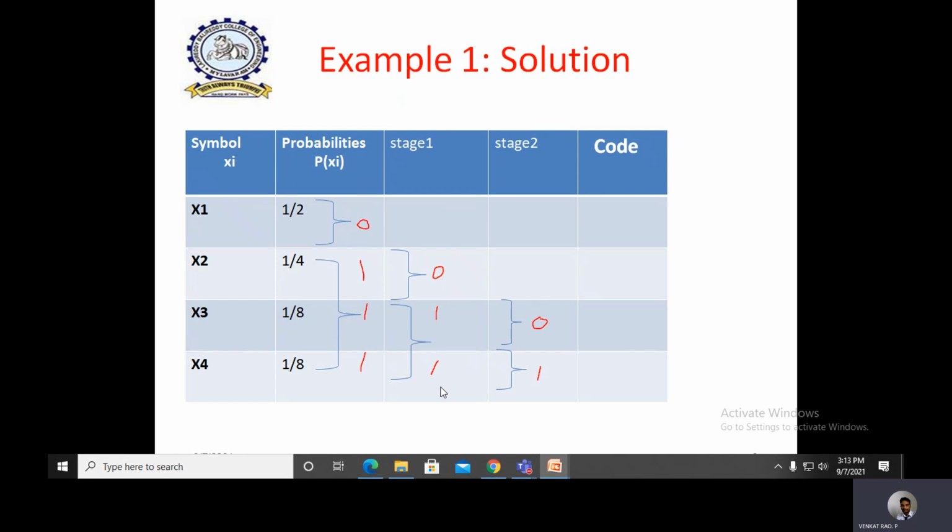Again repeat the process. Again we need to divide this into subgroups. Since it contains only one element, we cannot divide. Here we have two elements, so divide this into two groups. Assign 0 to the upper group element and 1 to the lower group element. After the division is over, since each group contains only one element, we cannot divide further. For example, if this group contained more than one element, we would need to add another stage, stage 3, stage 4.